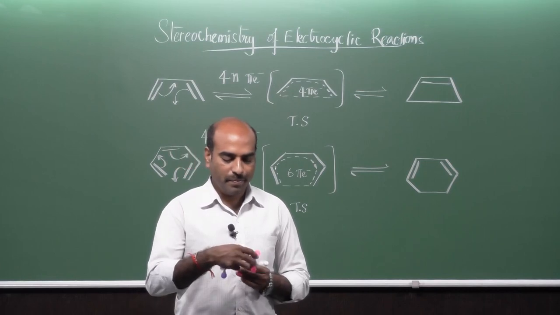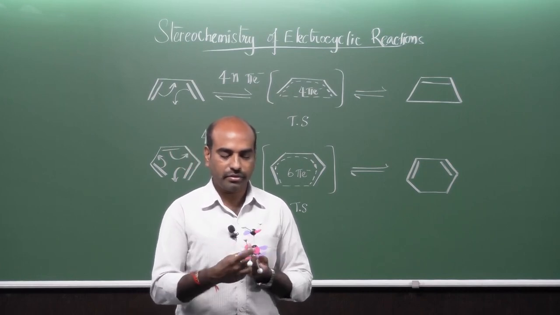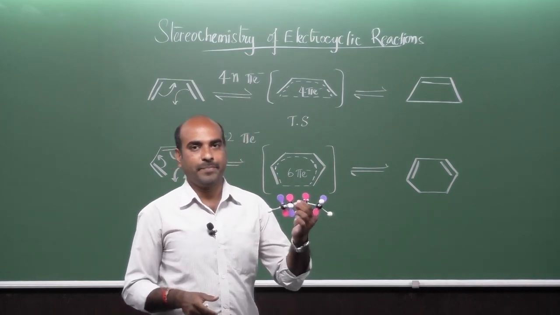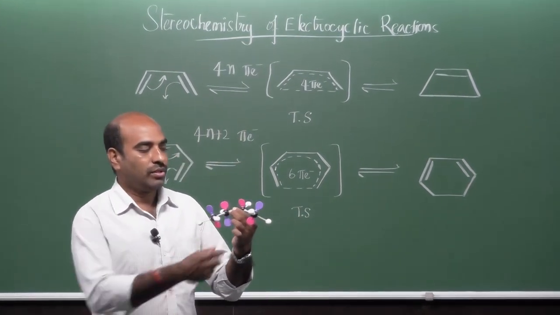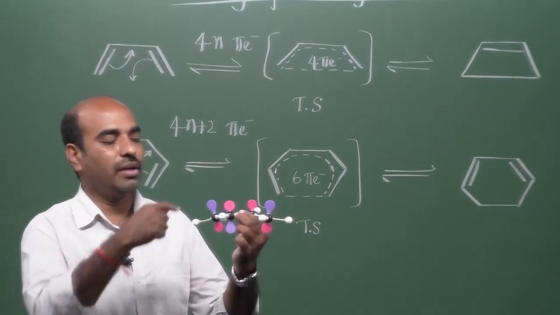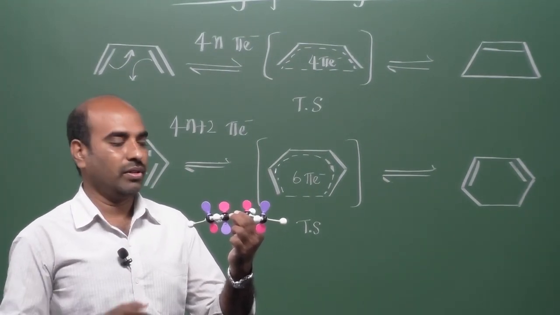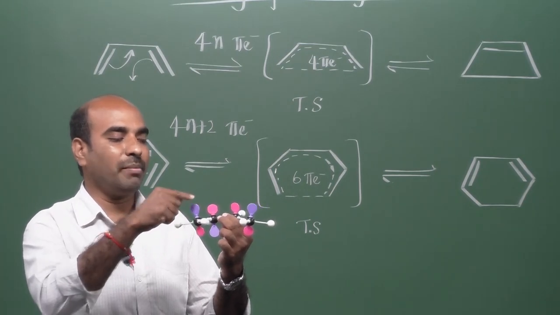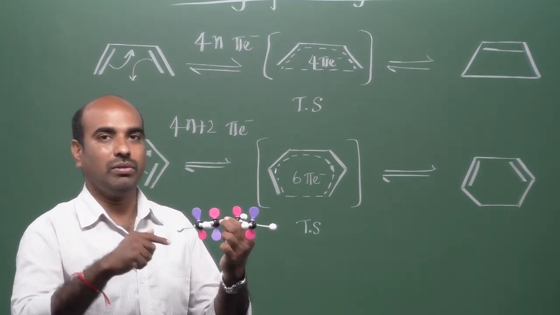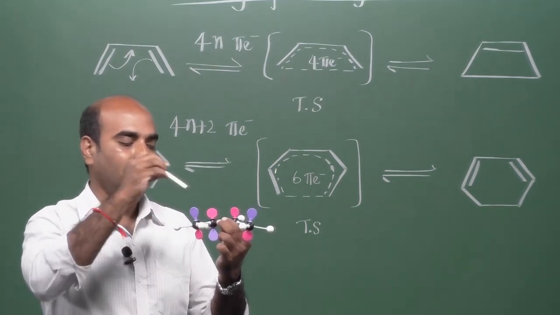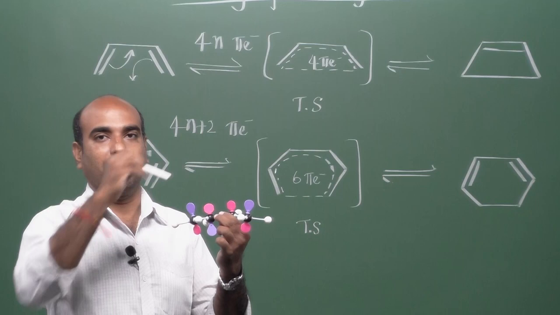So, for example, if you see this, this is a butadiene molecule, right. These terminal carbon atoms are now involved in the formation of a sigma bond. So, this is C1, C2, C3 and C4.